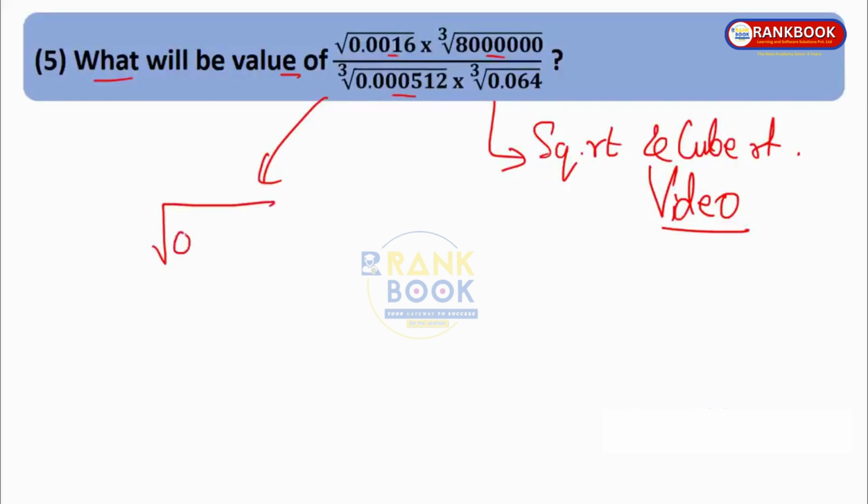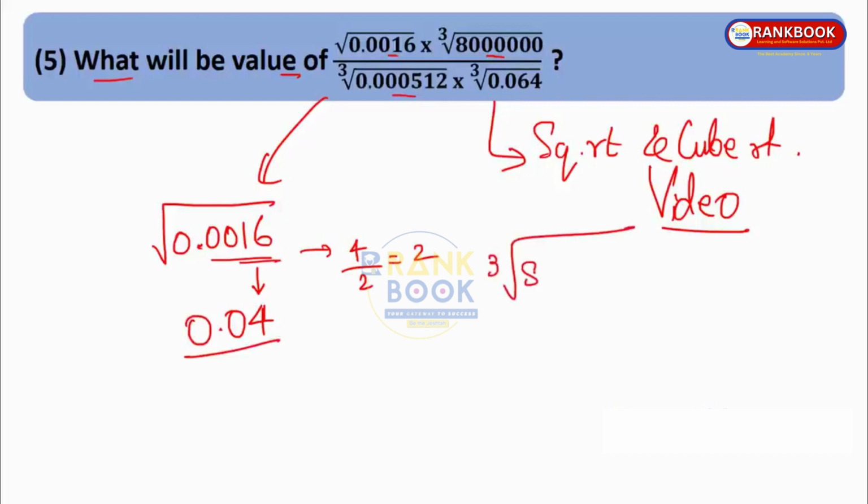So what is the square root of 0.0016? Don't consider zeros, just take the digits. Square root of 16 is 4. Now there are 4 decimal places after the decimal point. So if there are 4 decimal places, the square root will have 4 divided by 2 decimal places. So we have 1 decimal place as 4, second is 0. So the answer is 0.04.